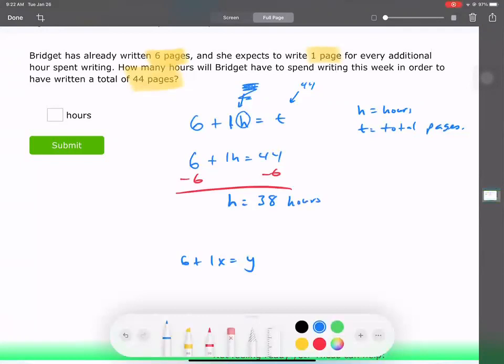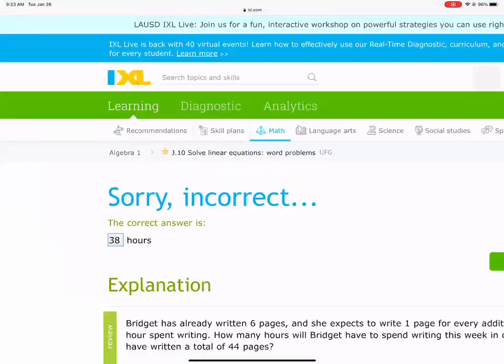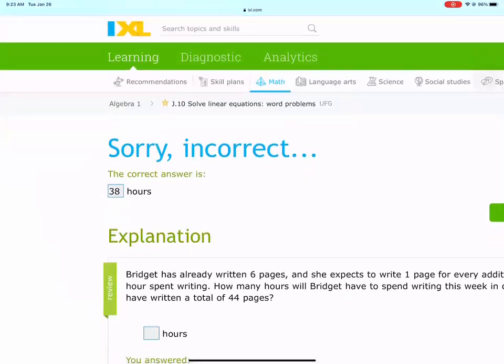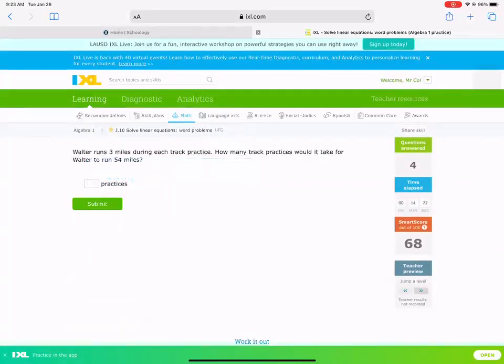Okay, because well, if she wrote 6 already, and then we work 38 more hours at 1 page per hour, we do end up with 44 pages. Oops, 38, I'm sorry. 38 hours to get 44 pages. My mistake. I'm going to jump up and do one of the harder questions.